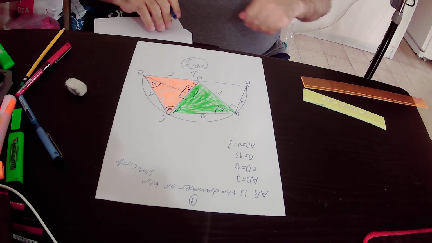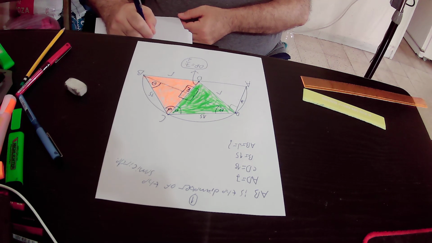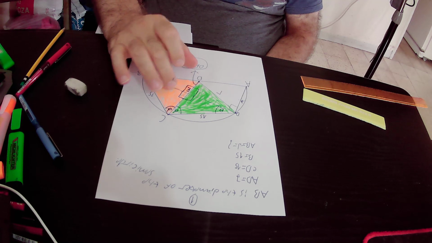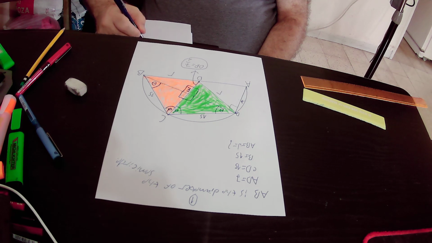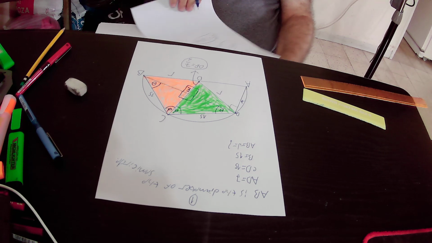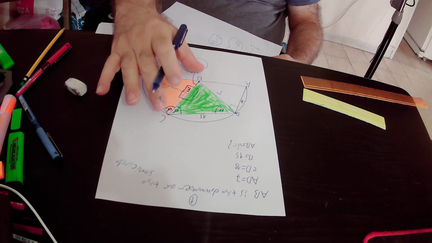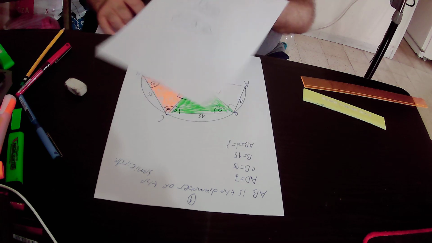And what is the size of EC? EC equals OC minus OE. Again, EC equals OC minus OE. From the drawing we can see that EC equals OC minus OE. Okay? EC equals OC minus OE.